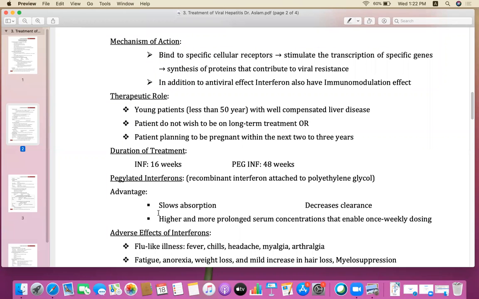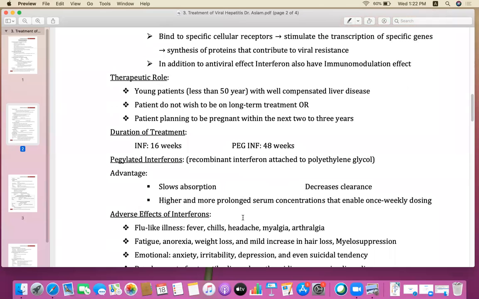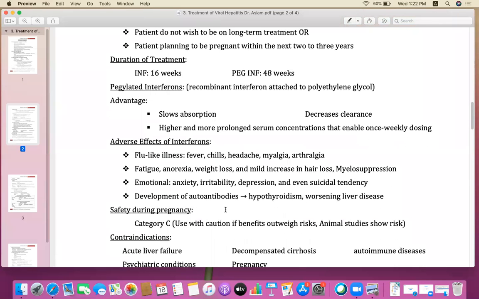What are the advantages? Slow absorption. Which interferon? Pegylated, polyethylene glycol. Slow absorption decreases the clearance, giving higher and more prolonged serum concentration that enables once weekly dosing. Obviously, the best drugs also have adverse effects. So which are the adverse effects of the interferons? Flu-like illness, that is fever, chills, headache, myalgia, and these are the common adverse effects of the interferons.